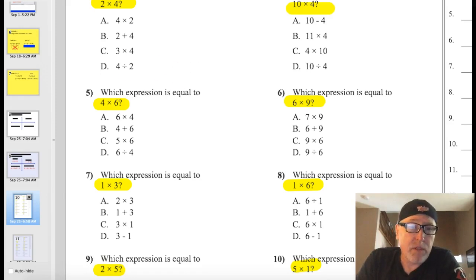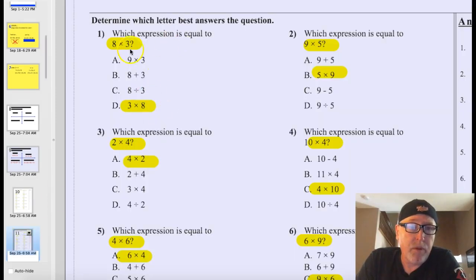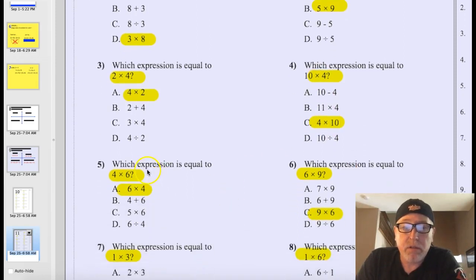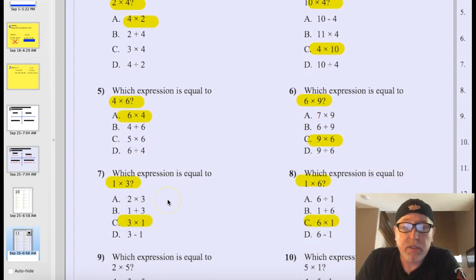And as always, let's check your work. 8 times 3 is 3 times 8. 9 times 5 would be B. 9 times 5 is B. 5 times 9. Number 3 is A. 4 is C. 5 is A. 6 is C. 7 is C. 8 is C.